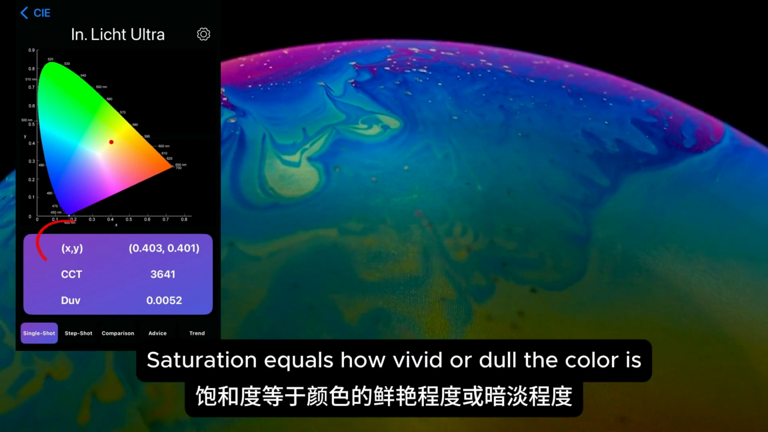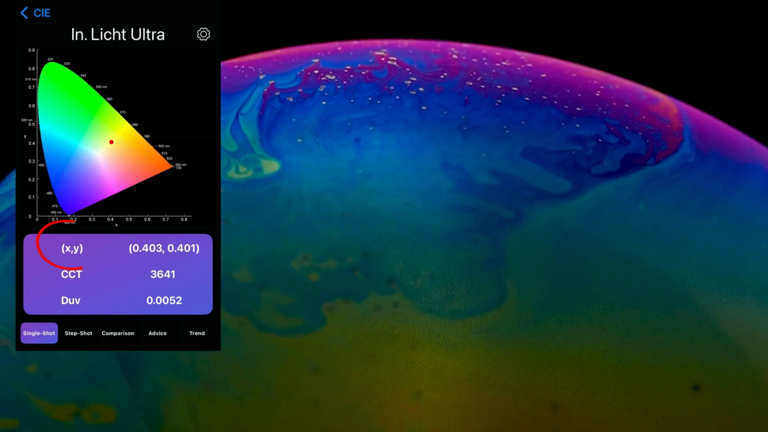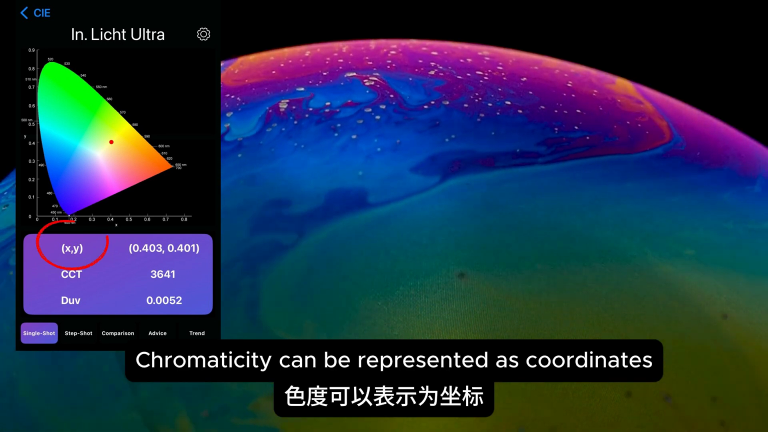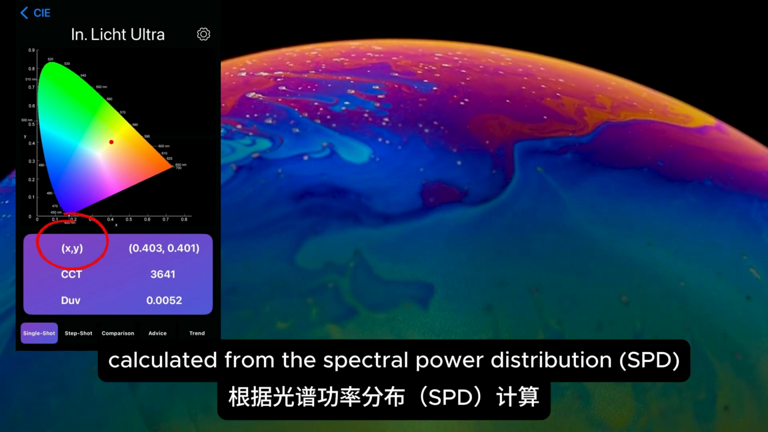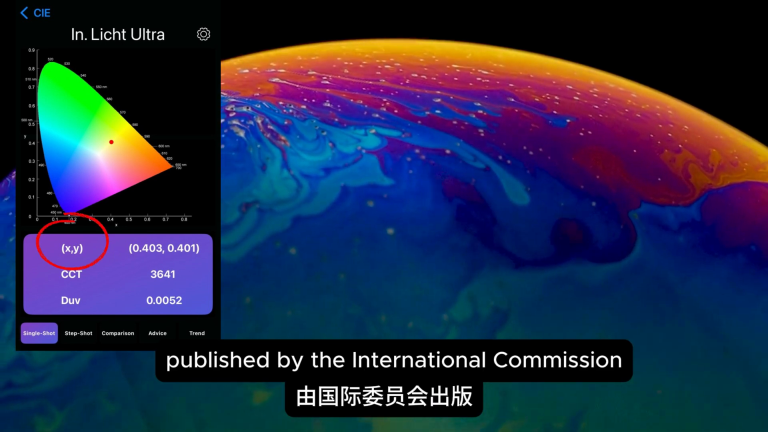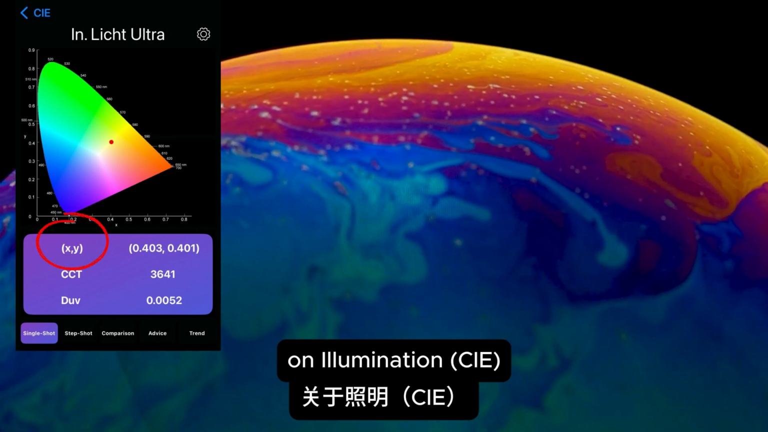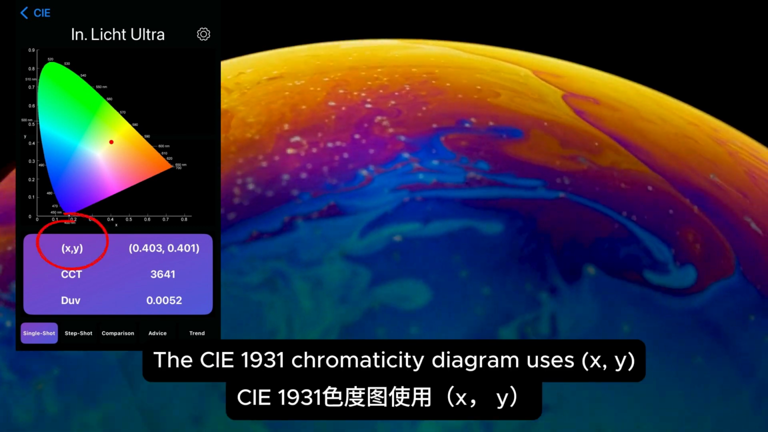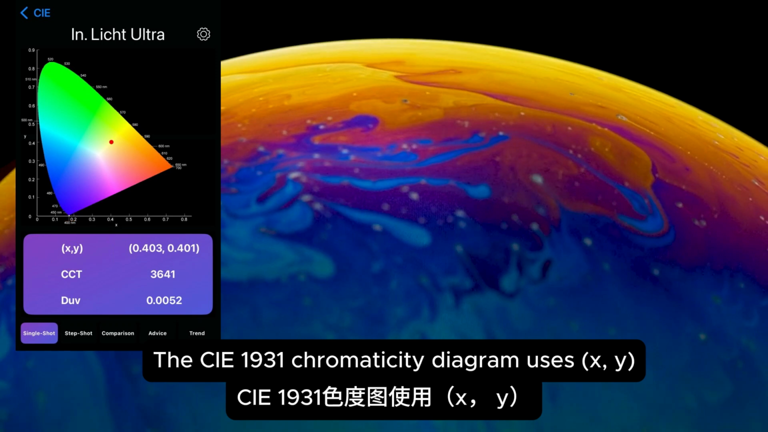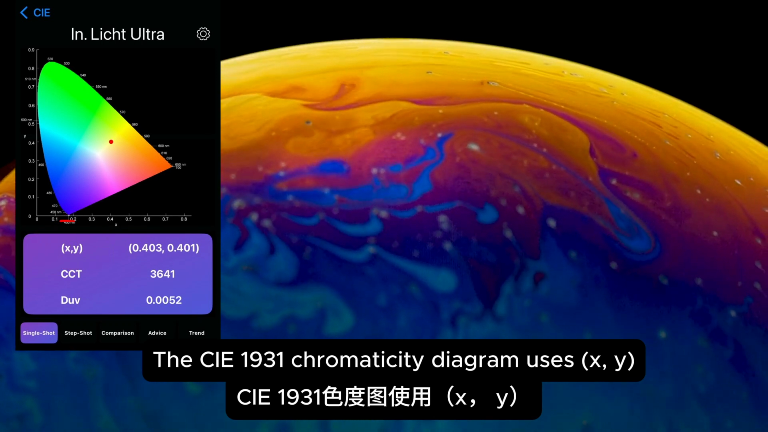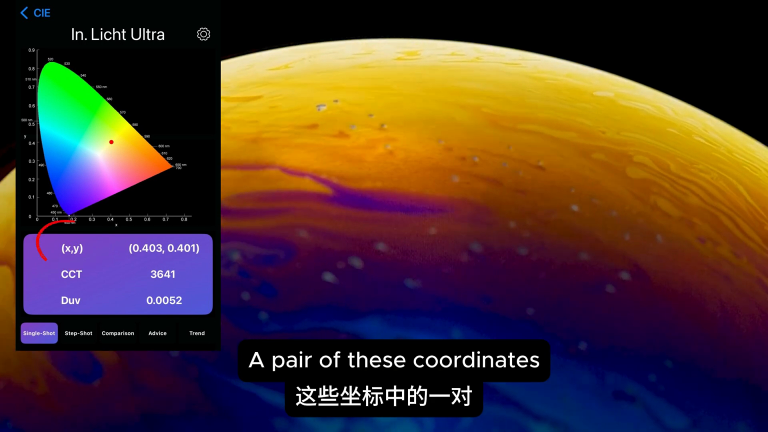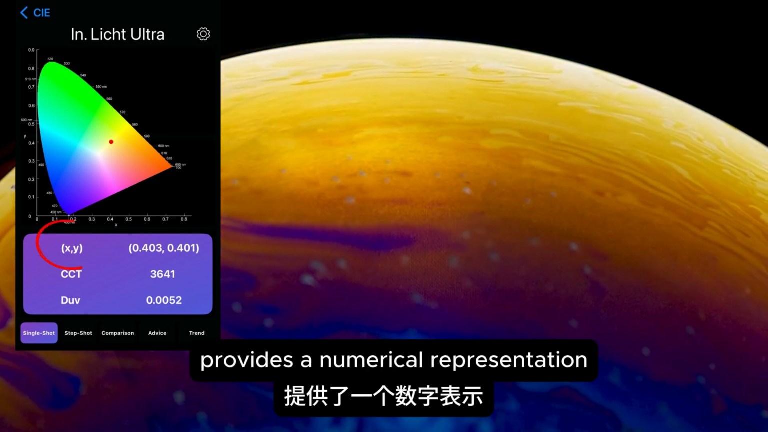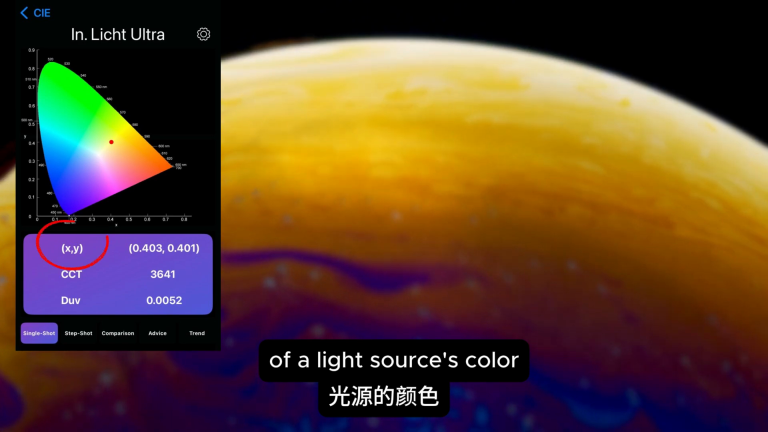Saturation equals how vivid or dull the color is. Chromaticity can be represented as coordinates calculated from the spectral power distribution, SPD, using a color diagram published by the International Commission on Illumination, CIE. The CIE 1931 chromaticity diagram uses X, Y coordinates to map chromaticity. A pair of these coordinates provides a numerical representation of a light source's color.